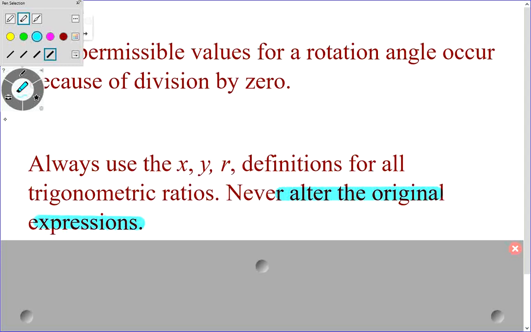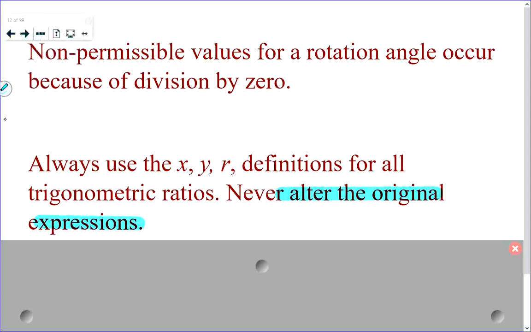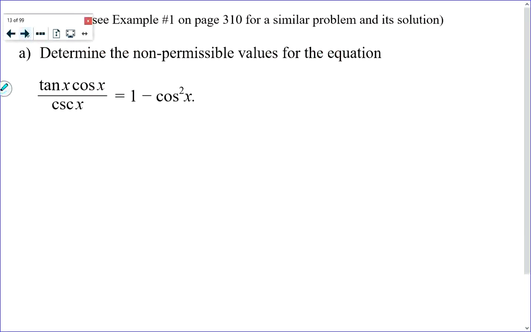Those of you that are in calculus, and there's a few of you here, you know that non-permissible values are found before you cancel. You cannot cancel things and then work on non-permissible values. So let's take a look at the first example. We are asked first of all to determine non-permissible values for this equation. So what we're going to do is write this in terms of sine and cosine.